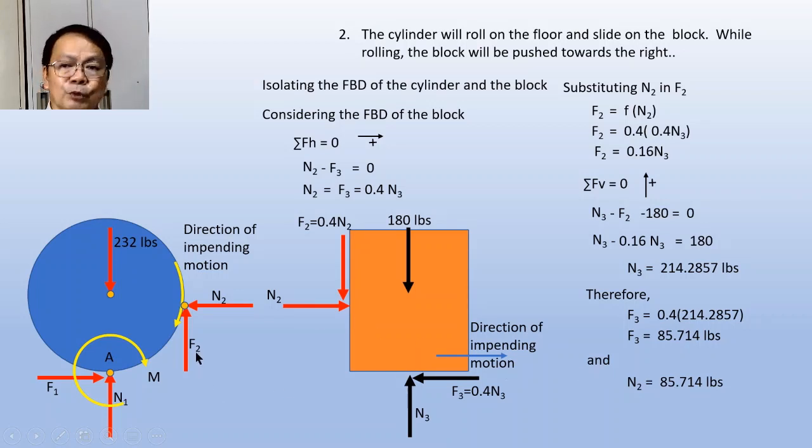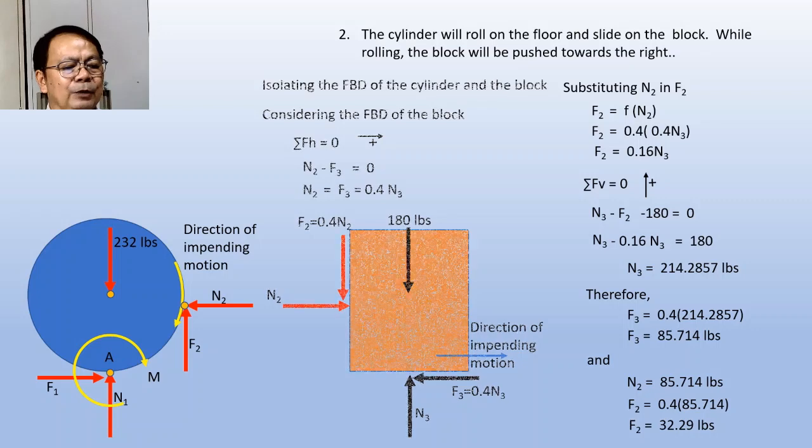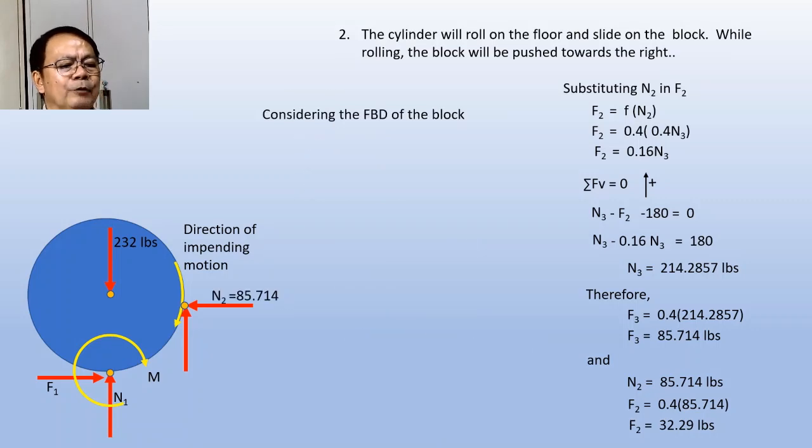This is our f sub 2, right? Now, what about our n sub 2? Our n sub 2 is here. Our f sub 2 is 0.4 multiplied by 85.714. So, our f sub 2 will be 32.29. Now, if we show this, we are going to consider the FBD of the block. Let's go back to this block. We show this n sub 2, which is 85.714, and we also show this f sub 2 that we computed at 32.29.